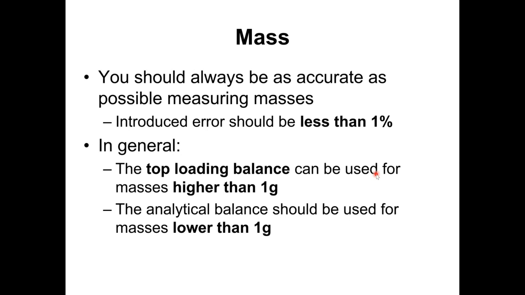In general, the magic rule is: if you have to measure something up to 1 gram or lower than 1 gram, to get a maximum error of 1% you should use an analytical balance. If your mass is higher than 1 gram, like 1.2 grams or 2 grams, you could theoretically also use a top loading balance. I would still recommend that if your mass is still close to 1 gram, let's say 1.2 or 1.3, you use an analytical balance if it's available.